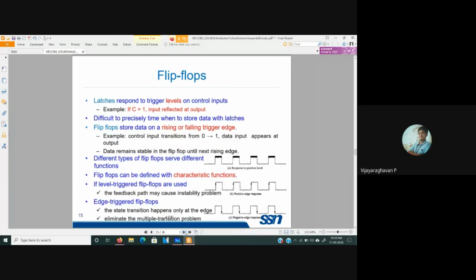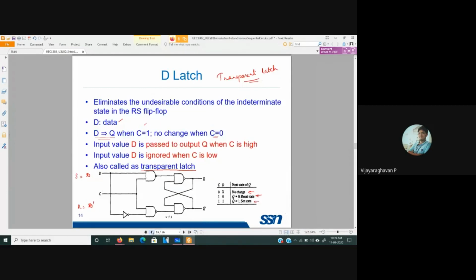Ma'am, can you explain this D latch in the Microsoft whiteboard? I didn't understand properly, ma'am. Okay.